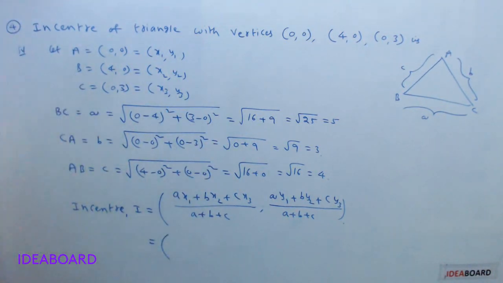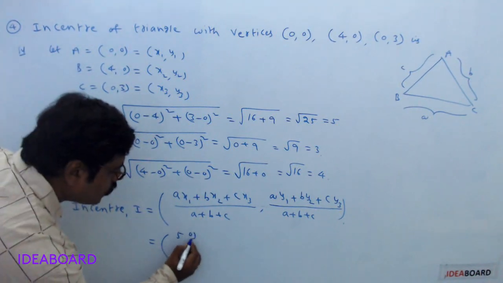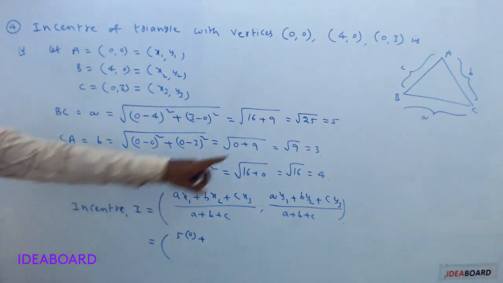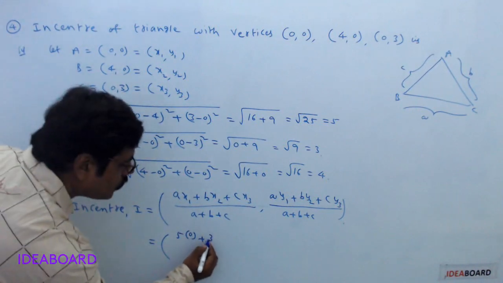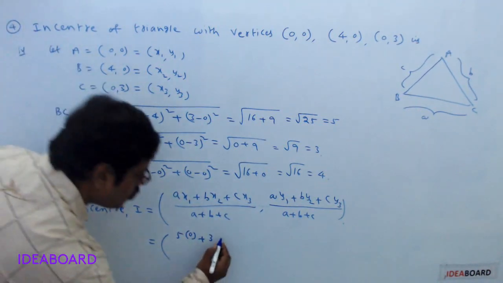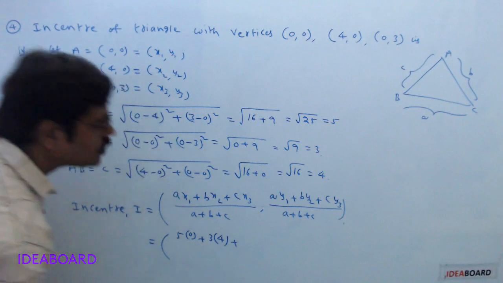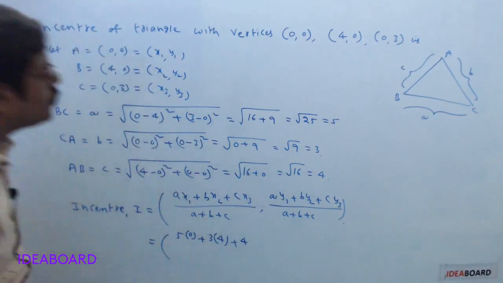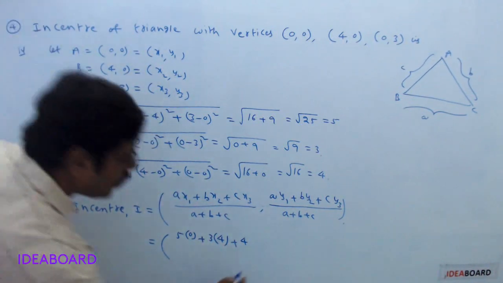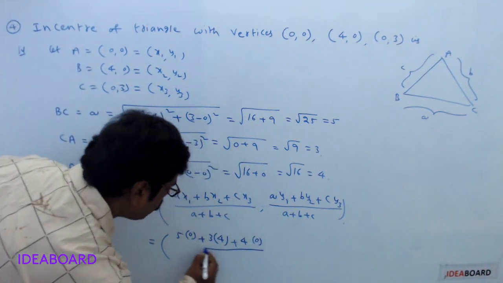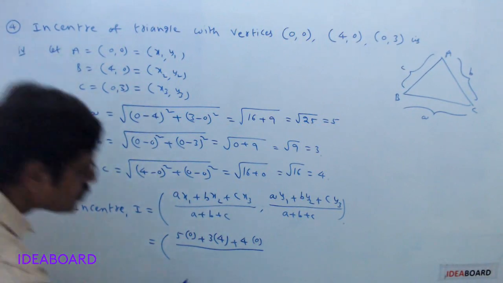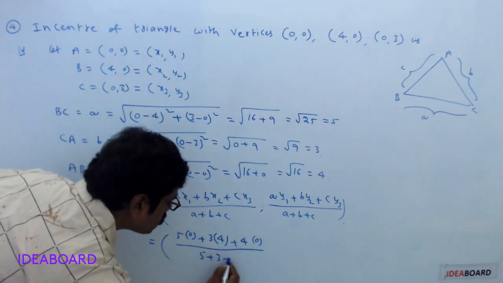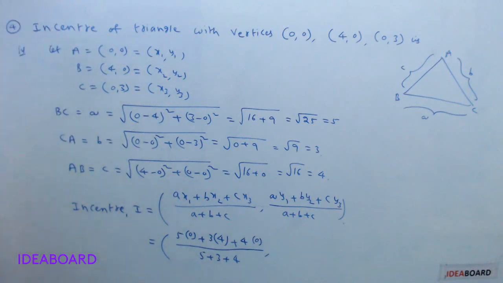Now this equals, what is your a value? 5. So 5 into x1, x1 value 0, plus b. What is your b value? 3. So 3 into x2, 4, plus c. What is your c value? 4. So 4 into x3, x3 value 0. Divide by a plus b plus c, so 5 plus 3 plus 4.